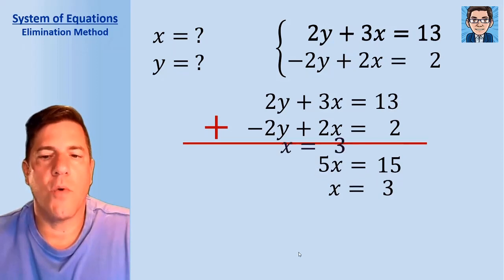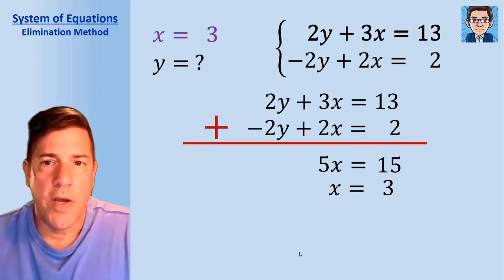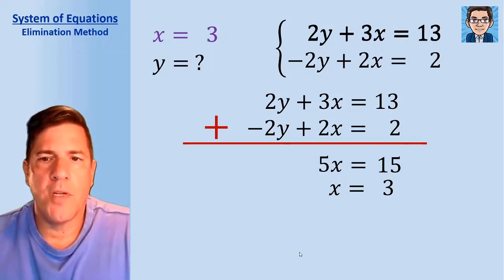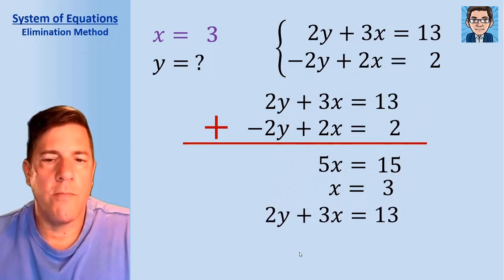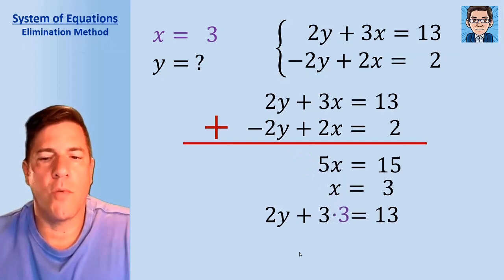So x equals 3 is part of our solution, but we've got to find the x and the y that make those true. So we're going to take one of these equations. We can take either equation. I'm just going to take the first one. It looks a little easier to work with. We know that x is 3. We've already solved for x. So we can put in 3 for x in the equation.